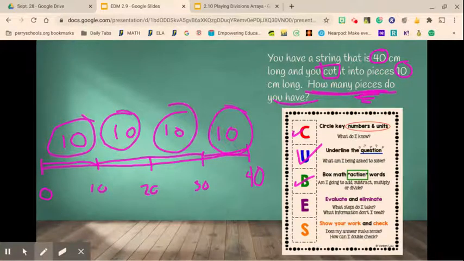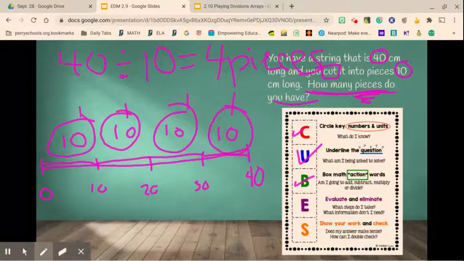So what I need to do to write my number sentence, I have to use what I knew from the problem and what I did to solve this. So I had 40 centimeters and I divided it, or I split them equally into 10 centimeter long pieces. And when I did that, I found out I have 1, 2, 3, 4 pieces. So how many pieces? 4 pieces is my unit. So my answer is 4 pieces.